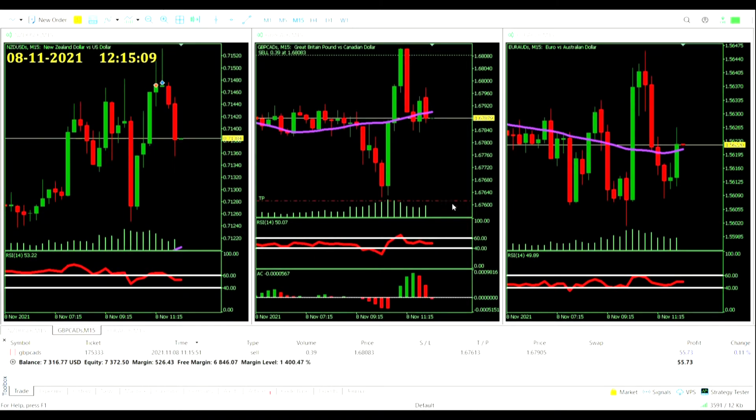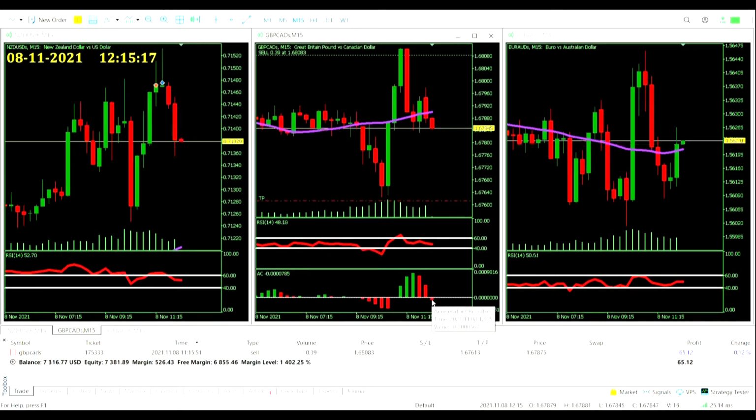12:15, and on the pound Canadian dollar, we do see the accelerator oscillator flip now. It is a very mild flip at the moment, so if a strong green candle comes, it could stop us from closing. But if it finished exactly where it is right now, we'd make $60 profit from it. Let's just hope we don't get that one big green then.